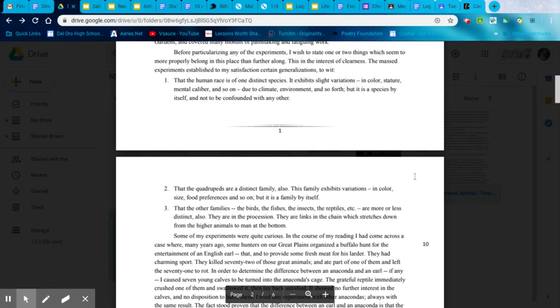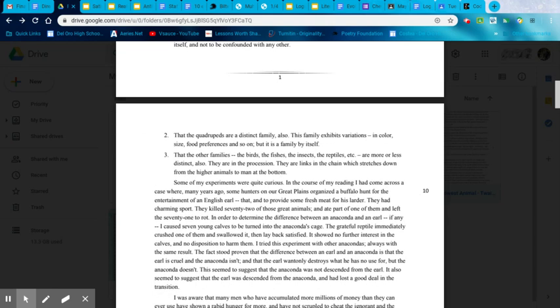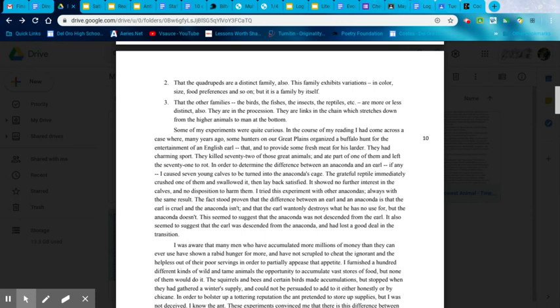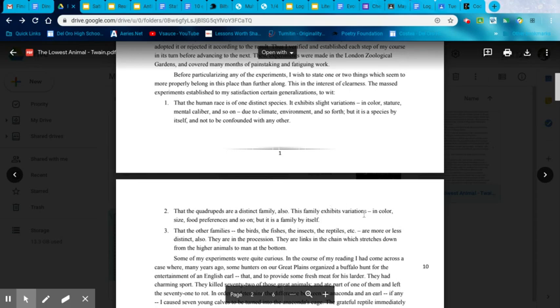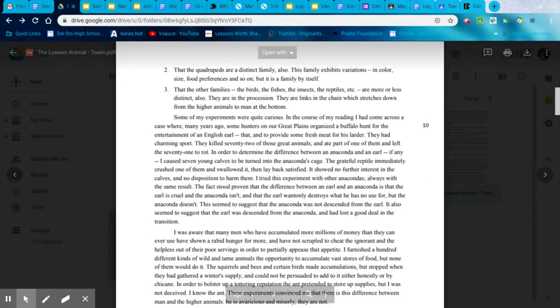2. That the quadrupeds are a distinct family also. This family exhibits variations in color, size, food preferences, and so on, but it is a family by itself. 3. That the other families, the birds, the fishes, the insects, the reptiles, are more or less distinct also. They are in the procession. They are links in the chain which stretches down from the higher animals to man at the bottom. So these three things are kind of his three, not main ideas, but subtopics, subpoints that he's trying to prove.